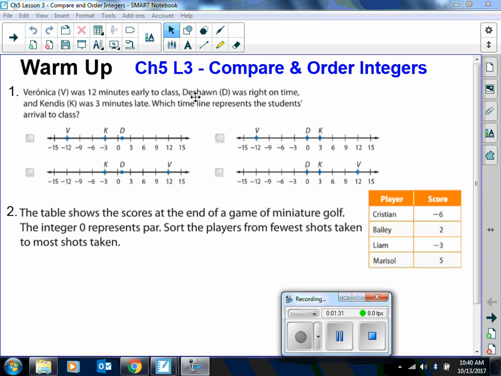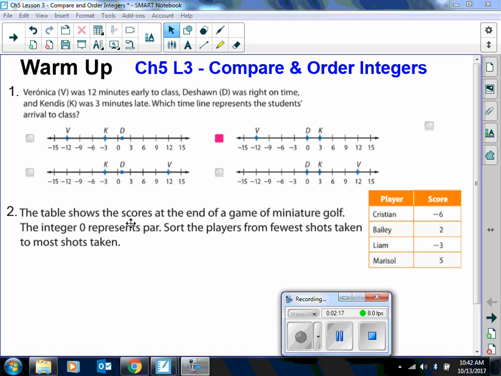Okay, so here, if Deshawn was right on time, he's 0. So if I look at all of these number lines, Deshawn here is not on 0, not on 0, on 0, on 0. So it's got to be one of those two, right? Now, we're looking at Veronica V, which is 12 minutes early to class. So would that be a positive 12 or a negative 12? Negative. That would be a negative 12 because it would be before 0, right? So here is the negative 12, and of course, Candace was 3 minutes late, so she's after 0. So this is your choice.